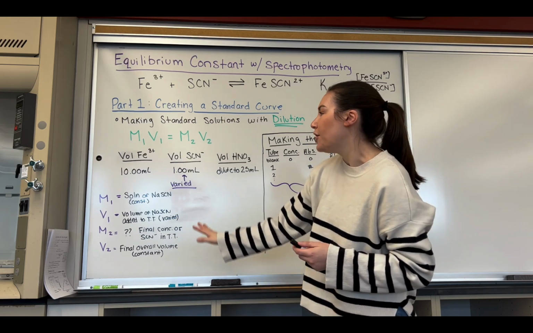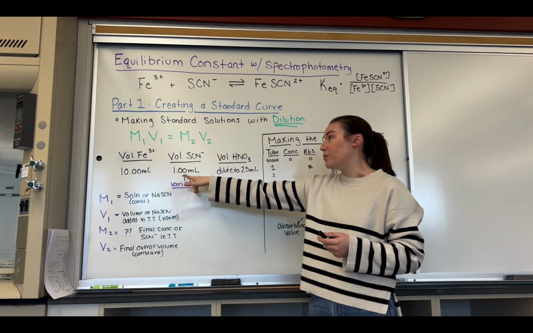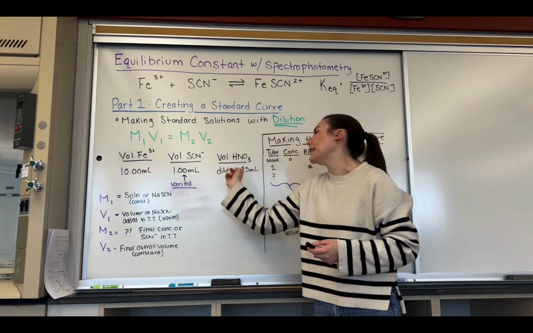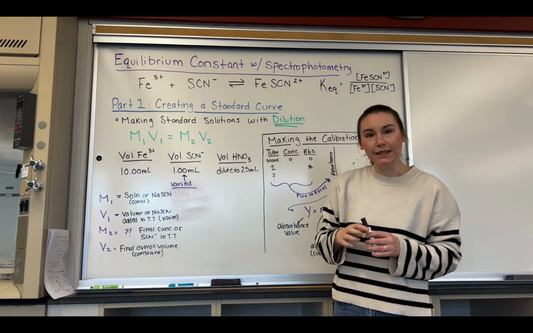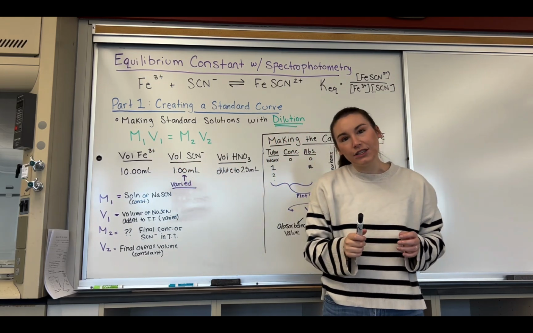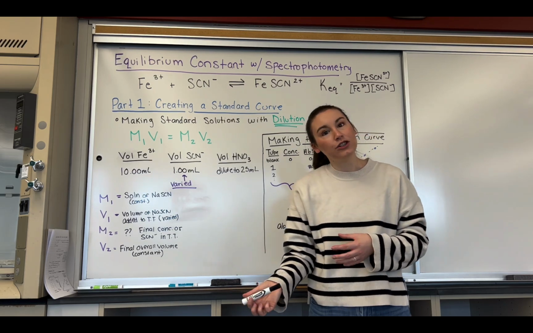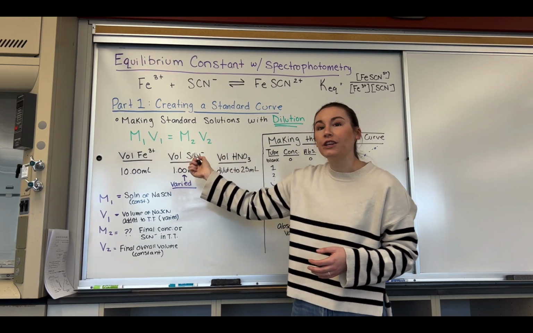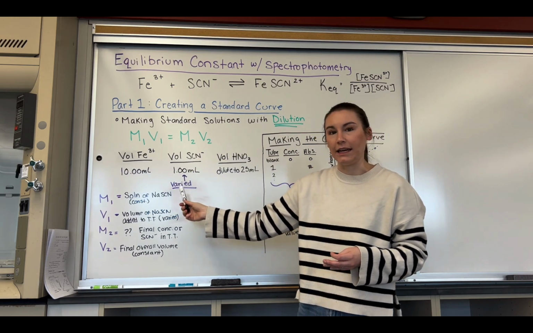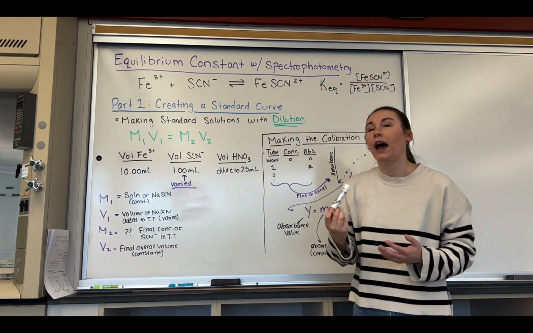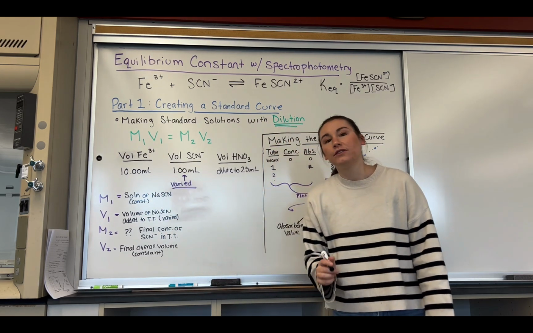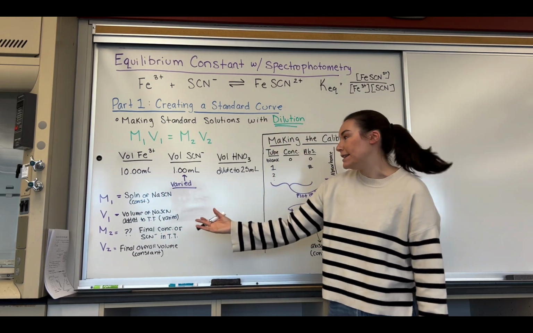Okay, so from LabFlow we have this table of our volume of iron, volume of thiocyanate, and volume of nitric acid. Okay, and what you need to do in the calculations portion of the lab is determine the final concentration of that thiocyanate ion. Okay, so how do we do that? Well, we know M1. M1 is going to be the solution of potassium thiocyanate.